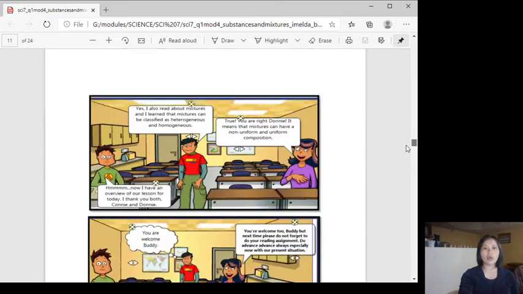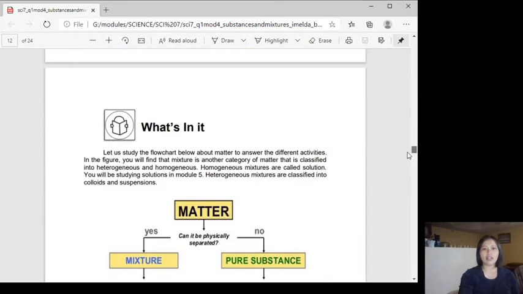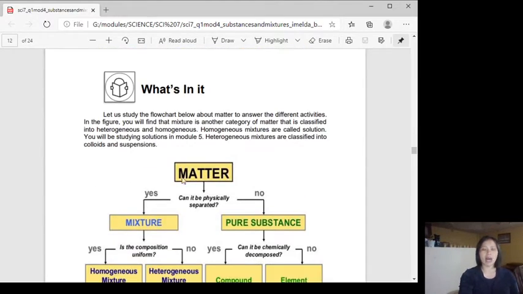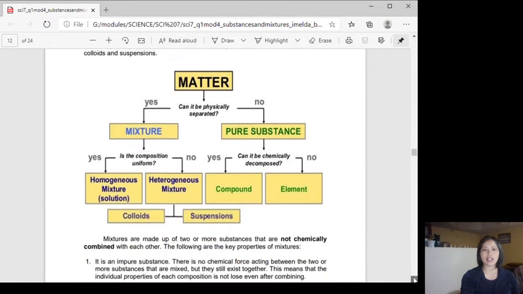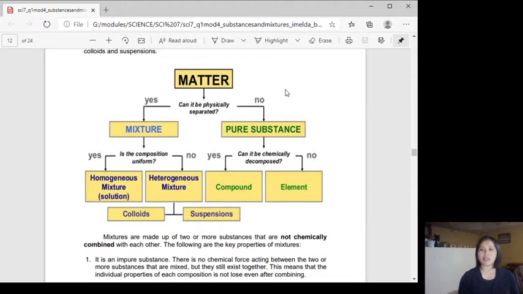Specifically, we go to the table on here, matter. What is matter? Matter is anything that occupies space and has mass. And you already read that it can be classified into two, whether it can be physically separated or not. What are the physical means of separation? Just to give you an example, you have evaporation, decantation, and filtration, right?